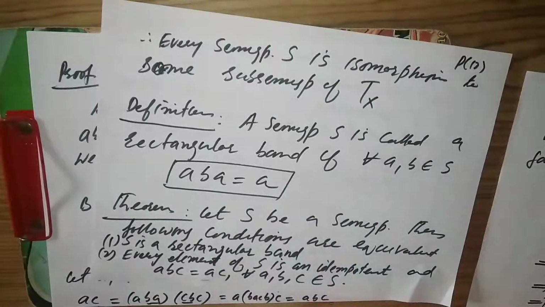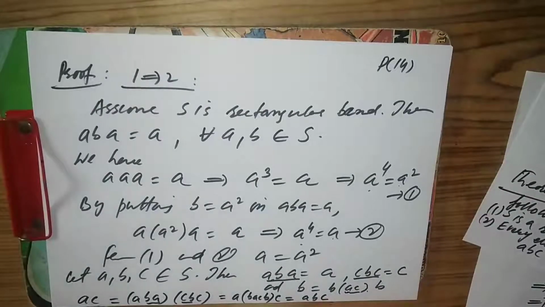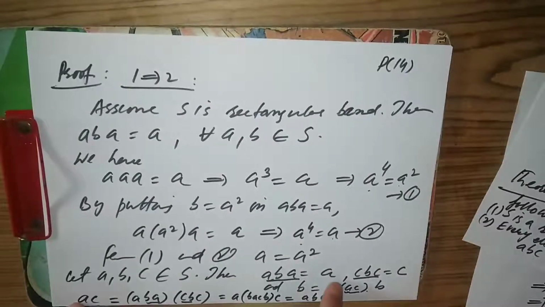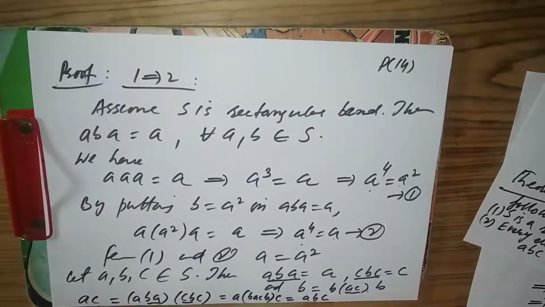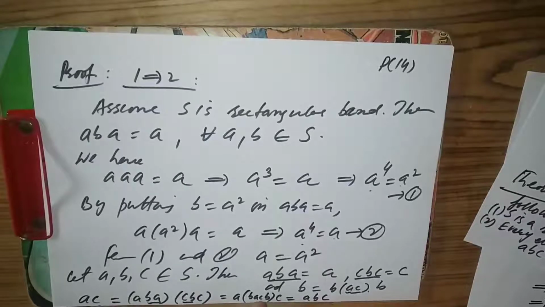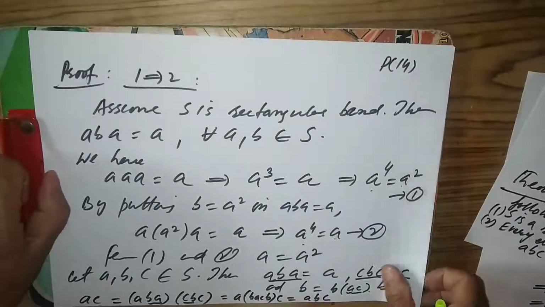Actually, for all A, B, C in S, ABC is equal to AC. So A is equal to ABA, C is equal to CBC, so AC is ABA times CBC. Then I apply the associative law of semigroups here. It will be equal to A times BACB, then C. But BACB is equal to B. So it's equal to ABC. So that proves 1 implies 2.